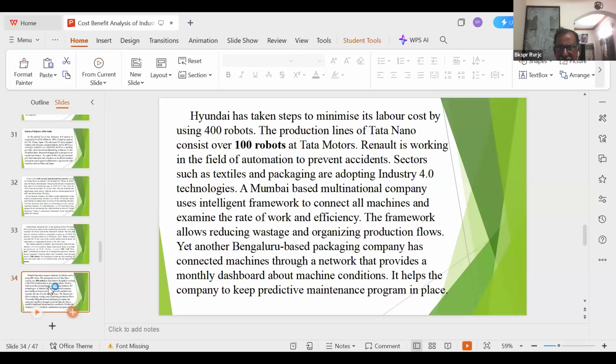Sectors such as textiles and packaging are adopting Industry 4.0 technologies. A Mumbai-based multinational company uses an intelligent framework to connect all machines and examines the rate of work and efficiency. The framework allows reducing wastage and organizing the production flows. Yet another Bangalore-based packaging company has connected machines through a network that provides a monthly dashboard about machine conditions. It helps the company to keep a predictive maintenance program in place.